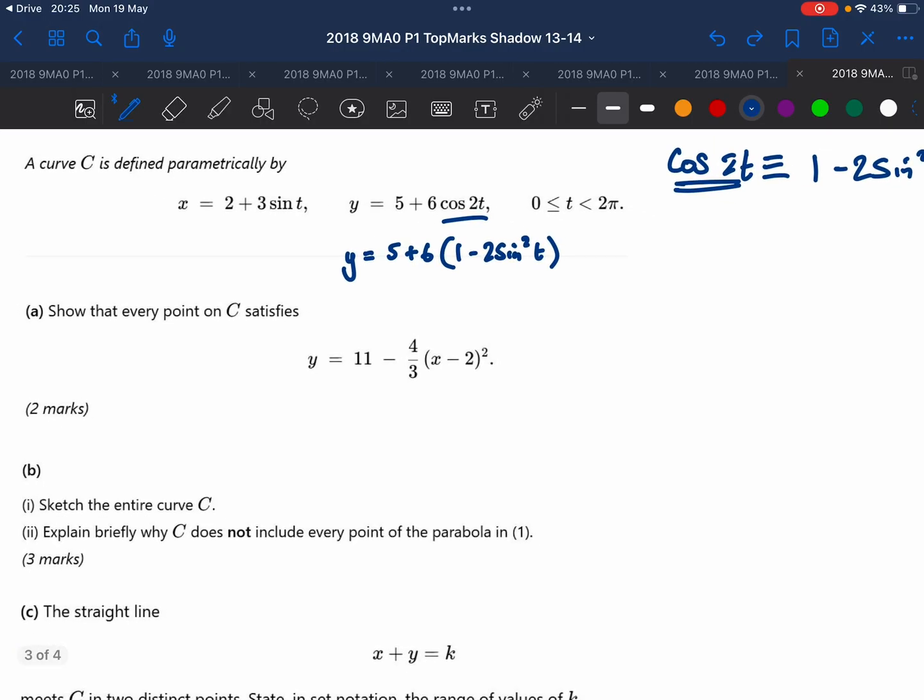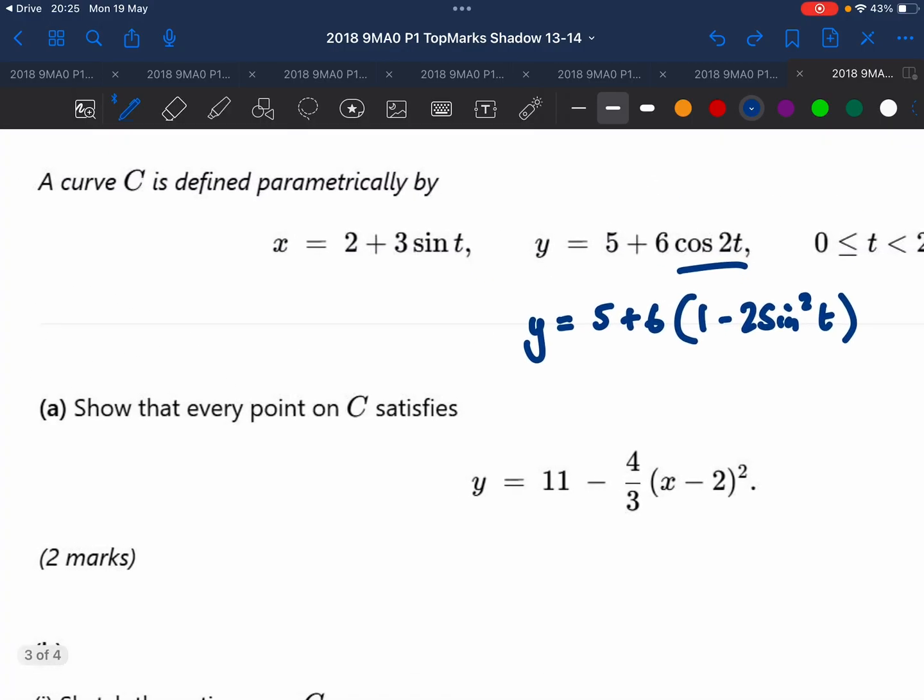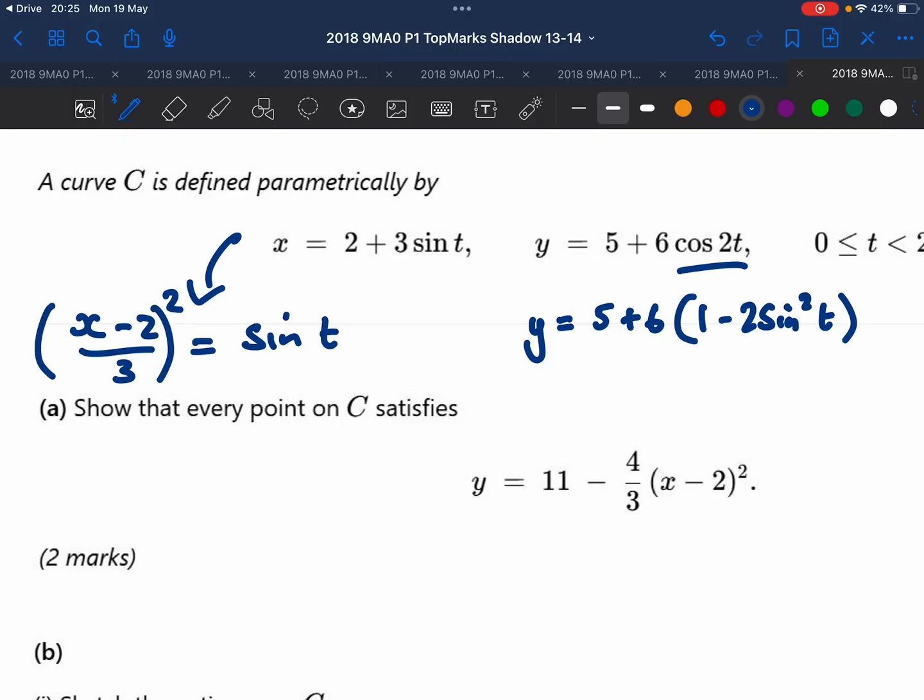So while we're here as well, let's rearrange this equation. So if we said x minus 2, that gives me 3 sine t. So how about we divide it by 3 while we're here as well? Okay, so x minus 2 over 3 is equal to sine t. That's not bad, but what would be even better is if we squared it, that's equal to sine squared, and now that could go over here, couldn't it? So should we do that?